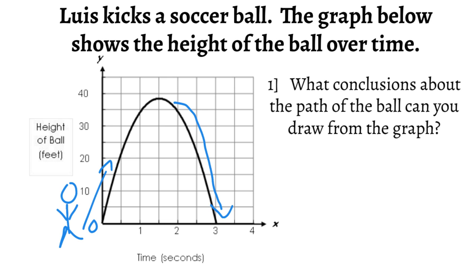What conclusions about the path of the ball can you draw from the graph? There's a lot of things you can look at here. Like, what's the maximum height of the ball? How long does it take for the ball to hit the ground? What is the initial height of the ball? There's a lot of different things we can look at here. Okay, so we're going to be able to answer a lot of questions here, at least 5-6 questions, just looking at this graph and interpreting the meaning of it.